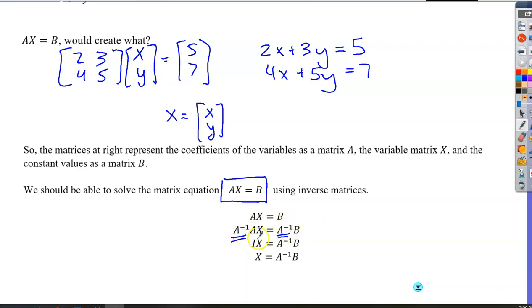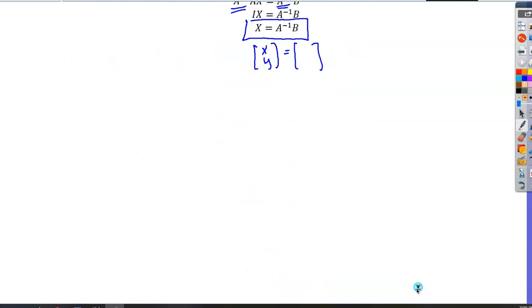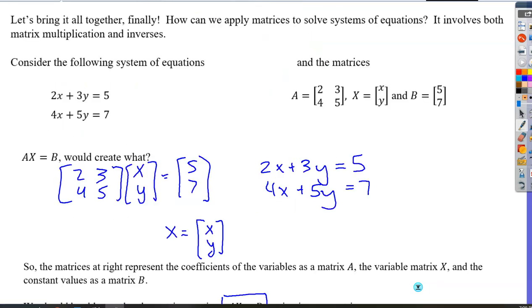So A inverse times A gives you the identity, and the whole point of the identity matrix is that the identity times X just gives you X. So there you've done it, you've solved for it. So that means if I wanted to solve for the X matrix, I just need to take A inverse times B, and that will give me XY equals those two values. So let's try it. Let's do it. That means I need the inverse of A. Remember, A originally from the top, let's get it real quick, was 2, 3, 4, 5.